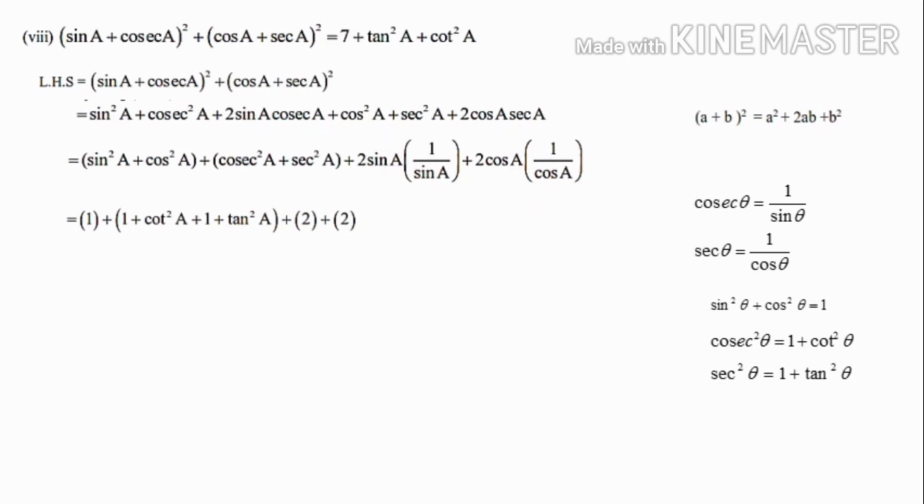So let's add all these things together. Here 1 plus 1 is 2, plus 1 is 3, plus 2 is 5, plus 2 is 7. So we will get 7 plus tan square a plus cot square a. That is our right hand side. So that is equal to RHS, hence the proof. Move on to question number 9.